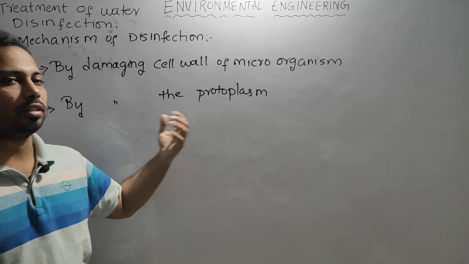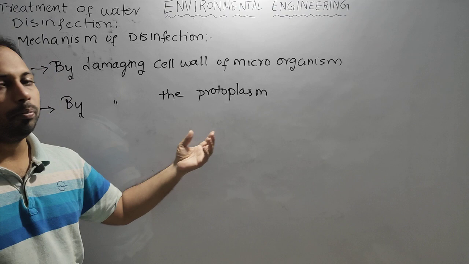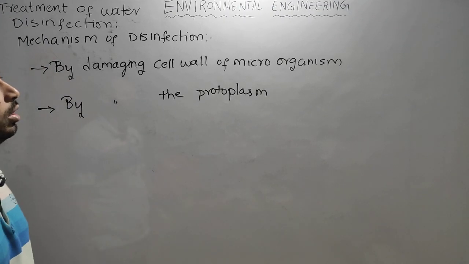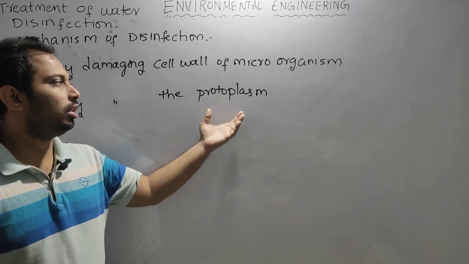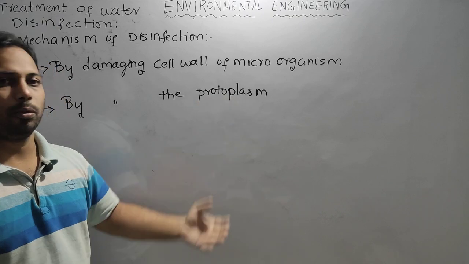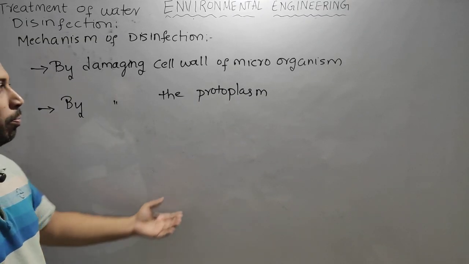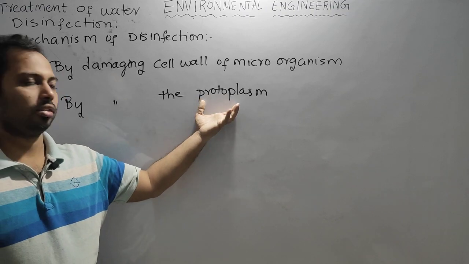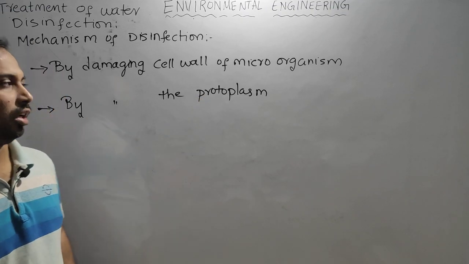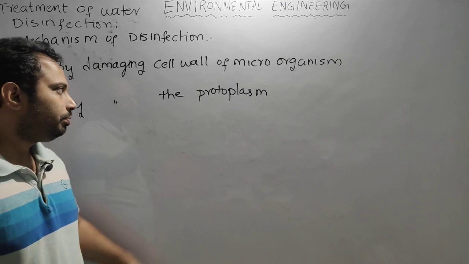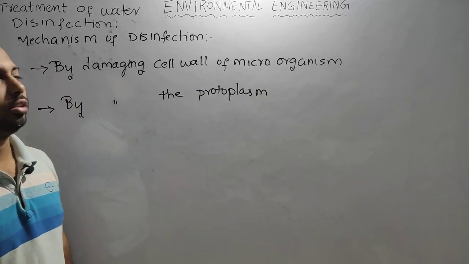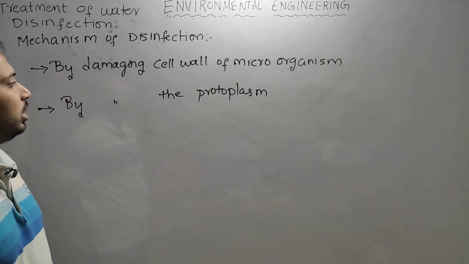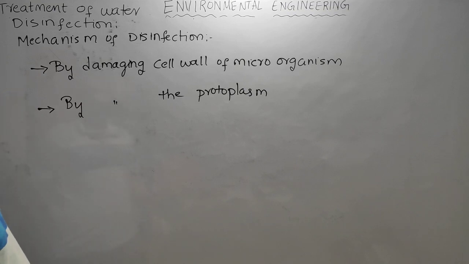This is present inside the cell structure, which is very important for the survival of the microorganisms. If you kill this, if you damage this protoplasm, it is an important process inside the cell functioning. So now if you damage this process, then what happens? Obviously the microorganism will die.